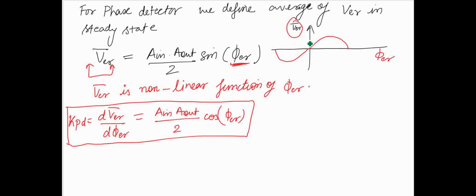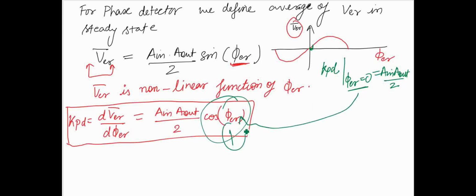Now I'm going to tell you this in detail in further lectures, but for now, at phi error equal to 0, if you give some small change in the input phase, the output will change. That gain of the PD will be close to the value which you have at phi error equal to 0, since it is a small change. So KPD will be equal to the gain at phi error equal to 0 only. It will be A in A out by 2, because at phi error equal to 0, the cosine becomes 1.